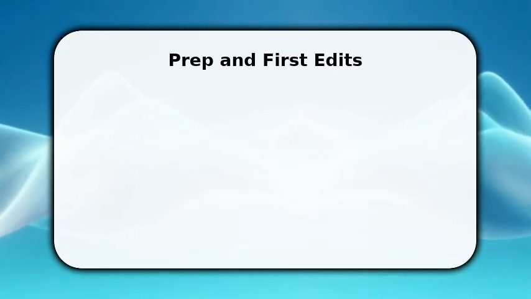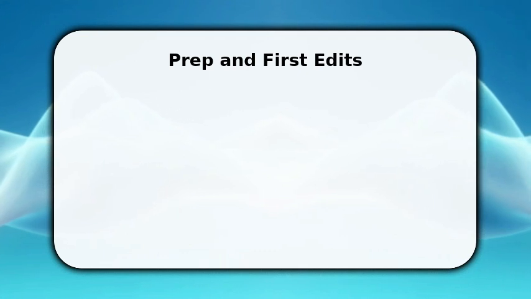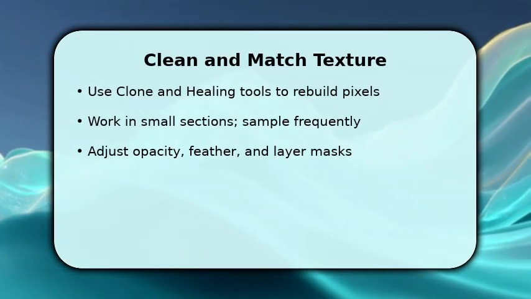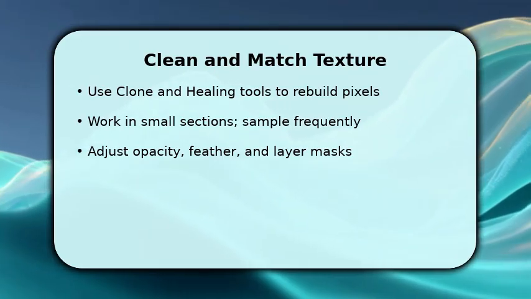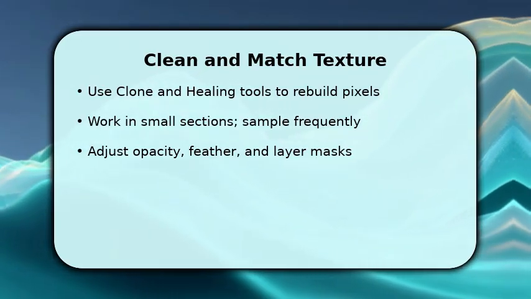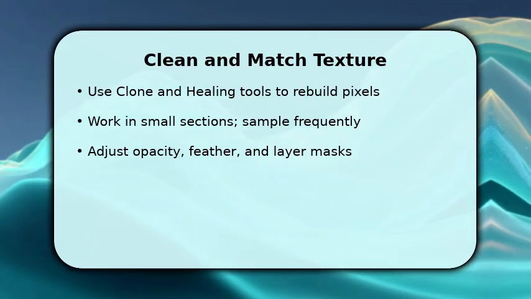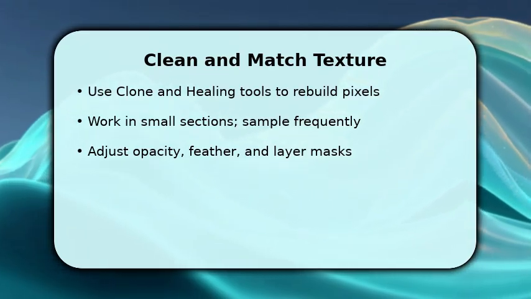Now begin removing the most obvious text strokes carefully. You now focus on matching texture and grain. That's where the clone and healing tools earn their keep. Start in small sections and sample frequently from nearby areas because lighting and texture change across the image.